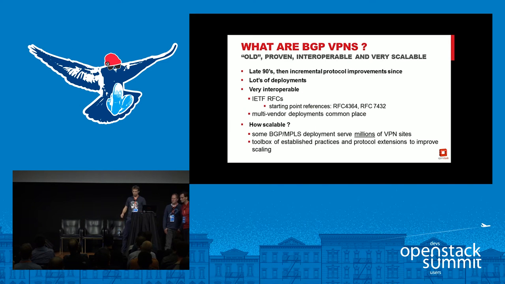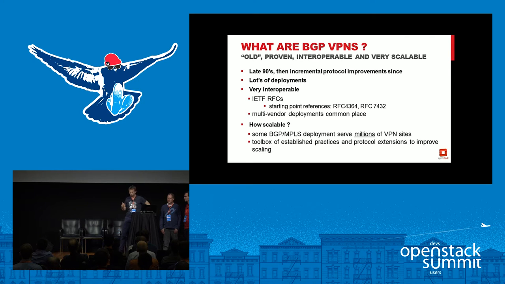So these VPNs are kind of old. They are as old as Ethernet VLANs. They were invented in the late 90s. They have had incremental improvements since. They have lots of deployments, in particular in telcos, and they are very interoperable. There are a few IETF RFCs that describe them. On this slide you have the reference if you want a starting point. And you can be aware that multi-vendor deployments are commonplace, which illustrates the level of interoperability.